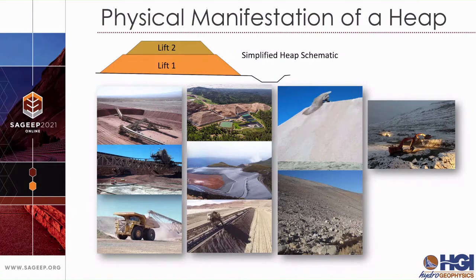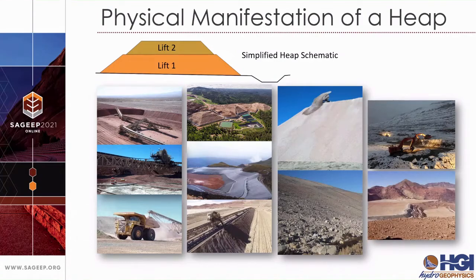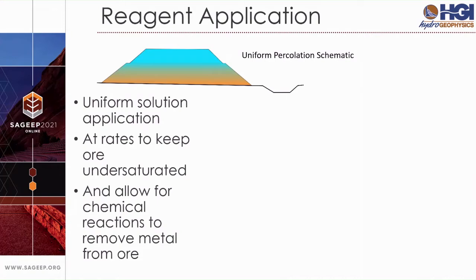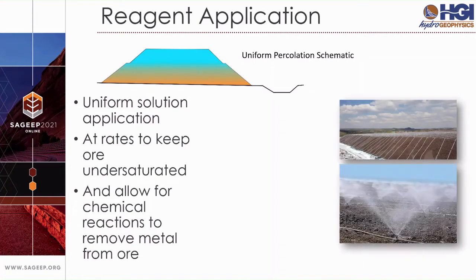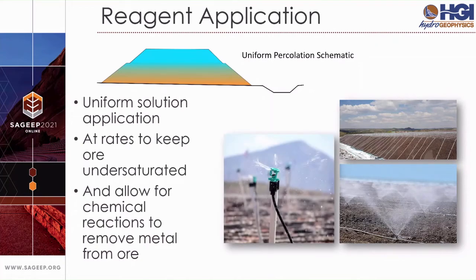And lastly, the environmental conditions can play a role with extreme evaporation or excessive rains that dilute the reagent, or frozen conditions that reduce the hydraulic conductivity. The chemical reagent used in the extraction of metal is applied at the surface through a number of methods that include drip emitters or some type of spray in an effort to ensure uniform coverage of the surface.